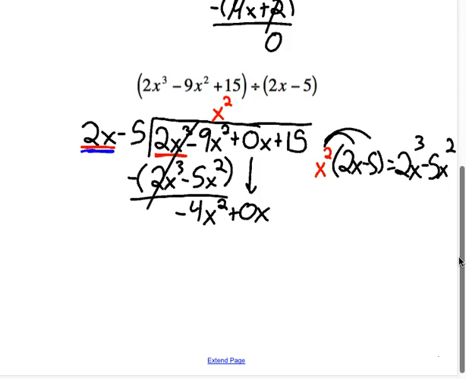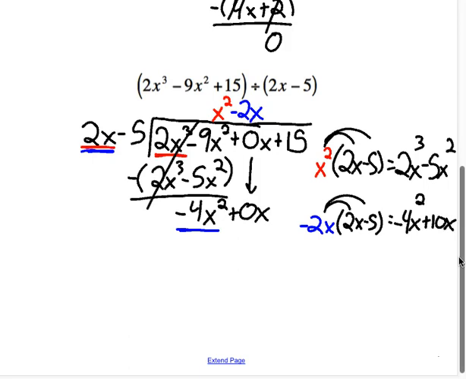What is it going to take to get that 2x to be a negative 4x squared? Well, to get 2 to be negative 4, I'm going to have to multiply by a negative 2. Then get x to cancel the x squared, I'm going to need an x. Then I need to multiply that to the 2x minus 5. Distribute that, so that gives me negative 4x squared plus 10x. Let's subtract that, see how close we got.